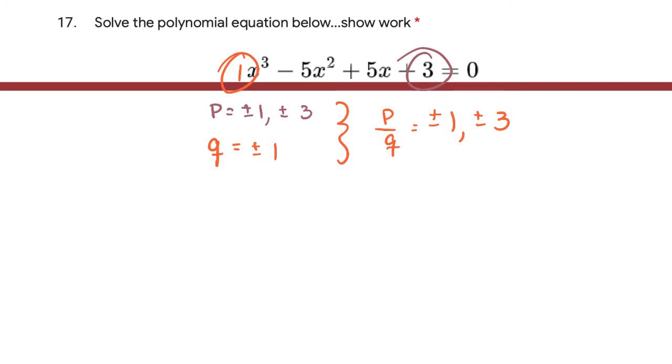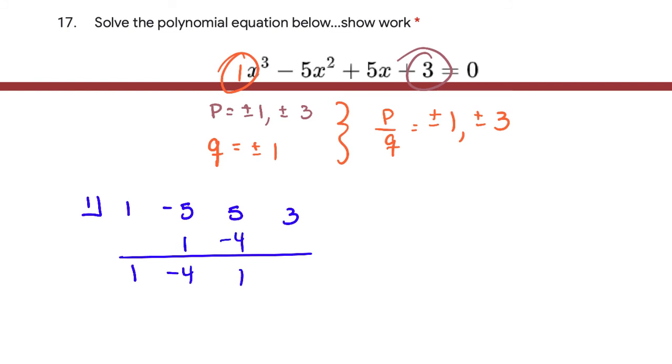We could grab our graphing calculator at this point, and we could figure out which one it is. I'm just going to do them quickly with synthetic division, though. I'm going to first test positive 1, so I put a 1 in the box. I write down the coefficients of my polynomial, and I just want to see if it gives me 0. And we can see it does not. It gives me a 4. Therefore, 1 is not a solution.